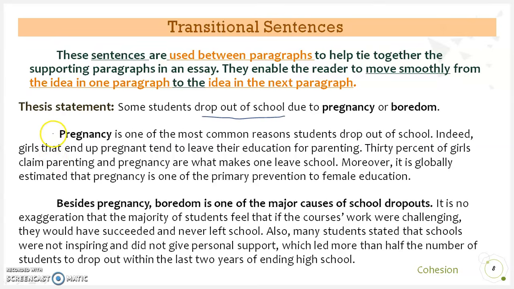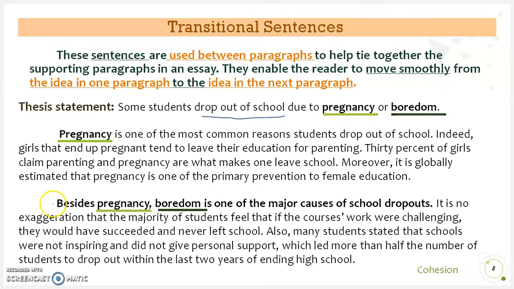Let's look at the topic sentences of these body paragraphs. Body paragraph 1, we have the first subtopic, which is pregnancy. Notice that pregnancy is mentioned again in topic sentence 2 of body paragraph 2. Subtopic 2 is boredom. It's not mentioned here, however, it is mentioned in the second body paragraph. See the flow and the cohesion?